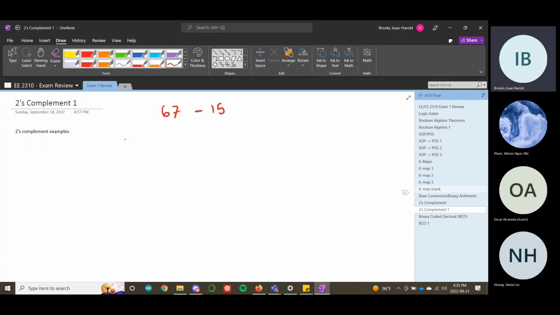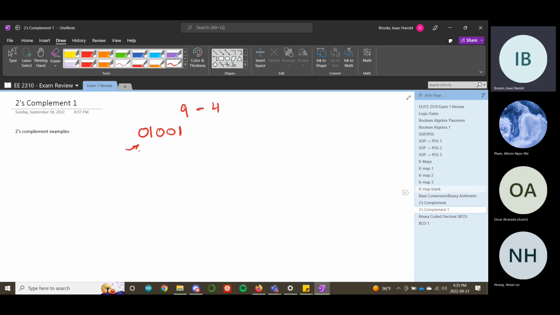Yeah, 2 to the 6 was the biggest one, so we had 7 bits. Maybe let's just do a smaller number to start with. Okay, let's do 9 minus 4. 9 is usually 1, 0, 0, 1. But because we're working with 2's complement, we're going to need an extra bit, and the bit out front is going to be 0 for all positive numbers and 1 for all negative numbers.